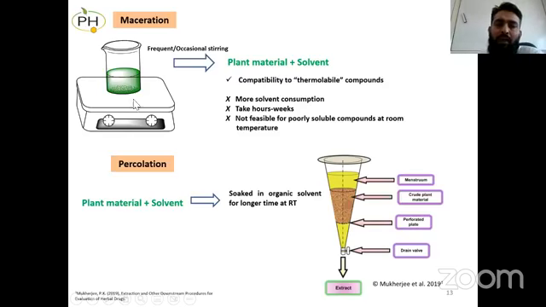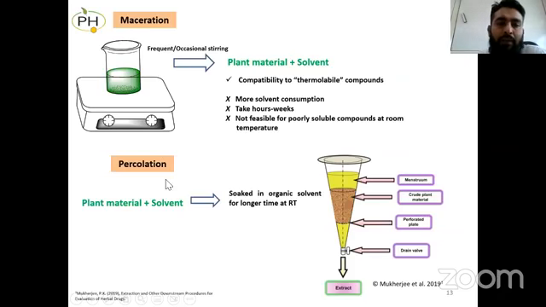Suppose you are taking 1 gram sample in 10 ml solvent, then every day you have to decant the solvent, and it takes hours to weeks, and it consumes a lot of time as well as solvent. And for compounds which are not soluble at room temperature, this method is not feasible, because it is not possible to extract poorly soluble compounds at room temperature. We'll discuss extraction techniques compatible with heat sensitive compounds and those having solubility at higher temperature.